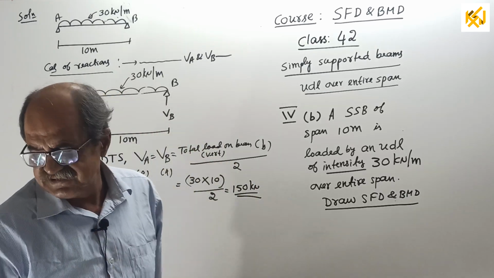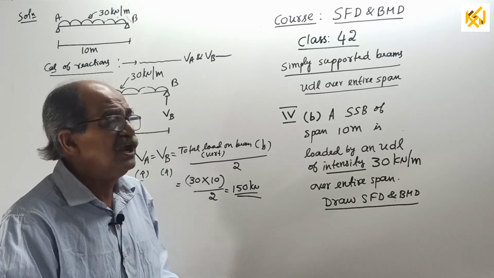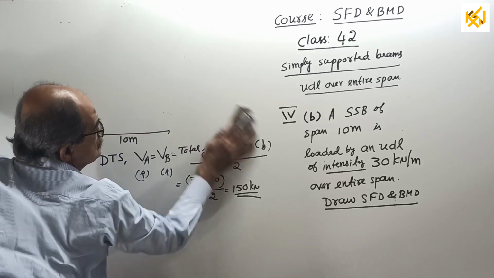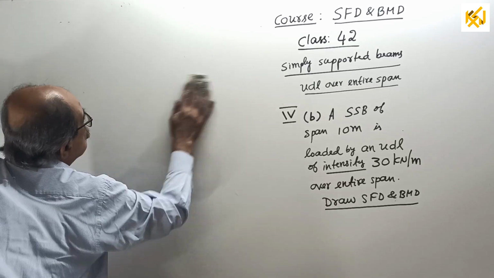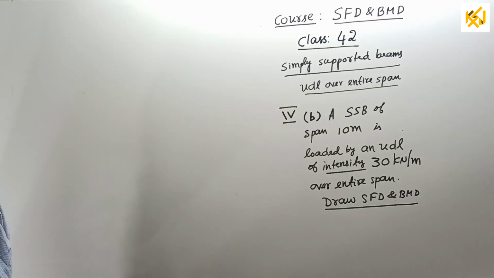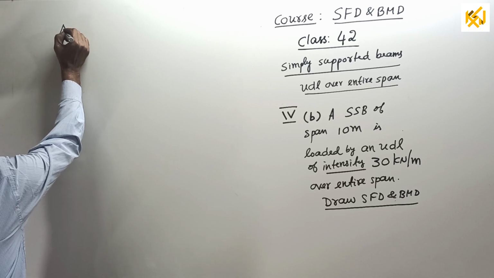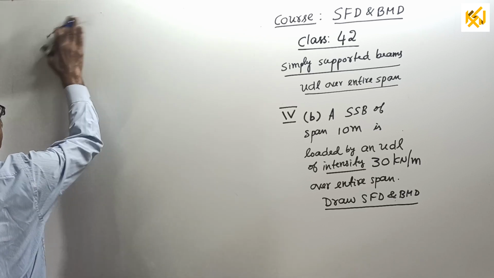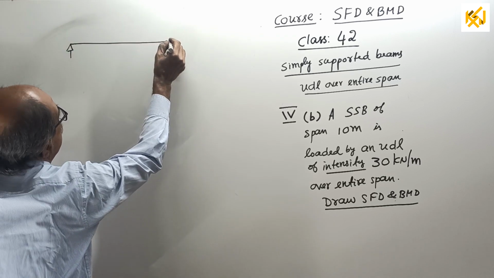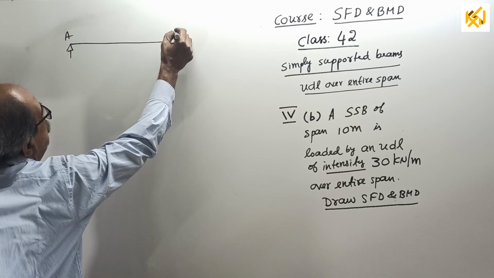Now start SFD and BMD systematically as if this is a bookwork question. I will rub everything now and start fresh. I changed the board, so rubbing is easy. Fresh page, write the beam here, a little down because of space. This is A and this is B.